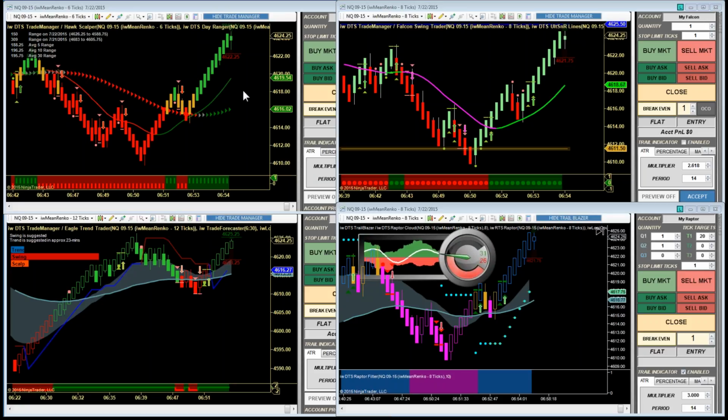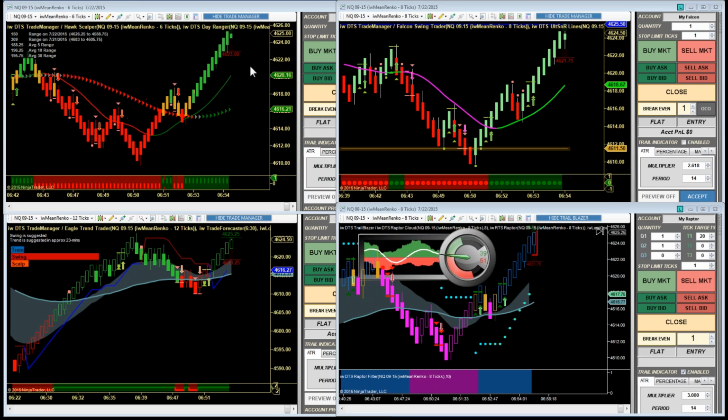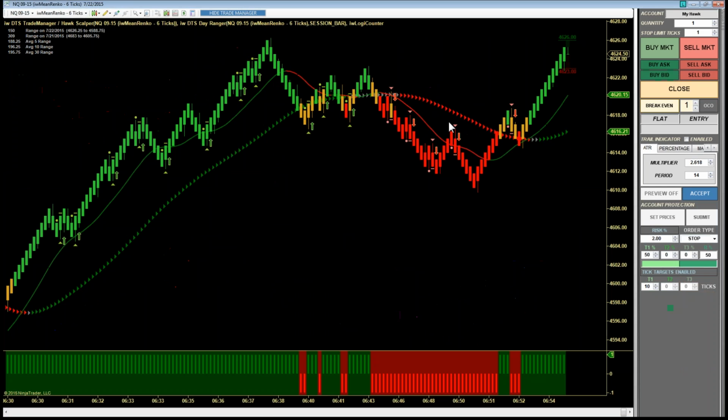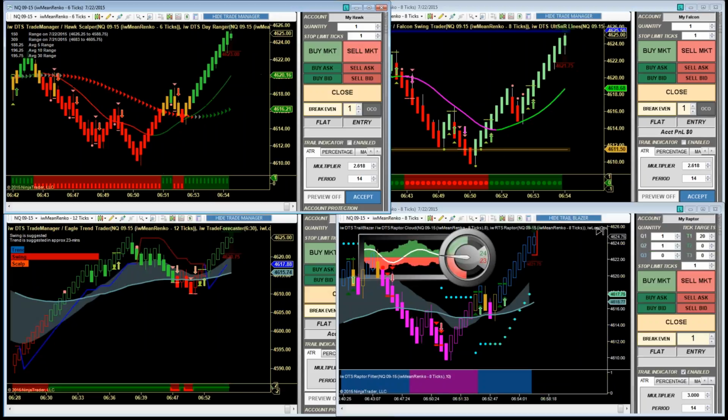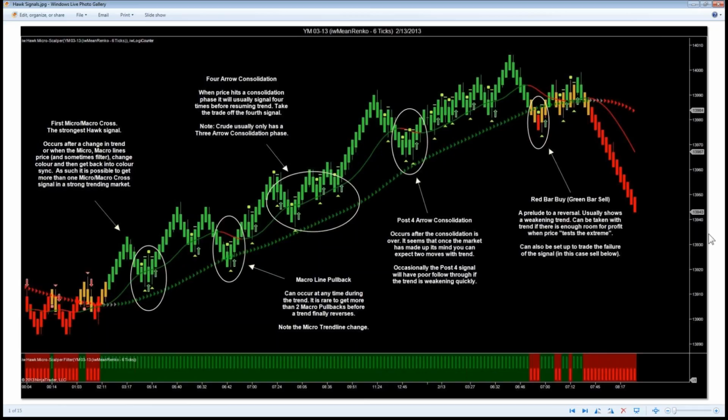Wow. The green bar sell, our signal that just closed out here, not the strongest of our signals. If you're looking for high probability trades, let me get you the cheat sheet, because this is something that people often ask about when they're first trading DTS. They say, well, you've got all those arrows. Which ones do you take? Well, we tend to concentrate on these higher probability setups.